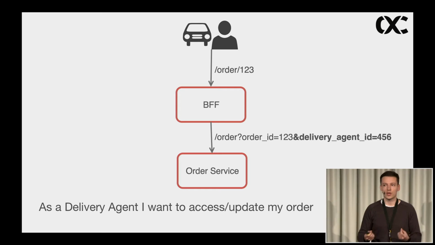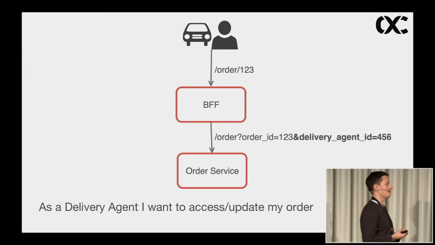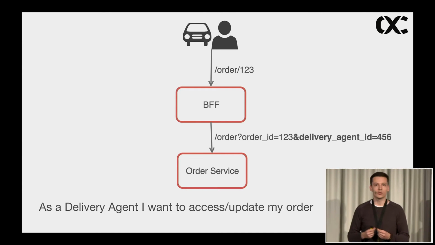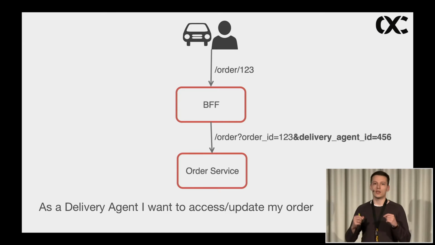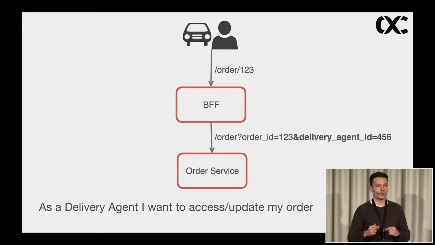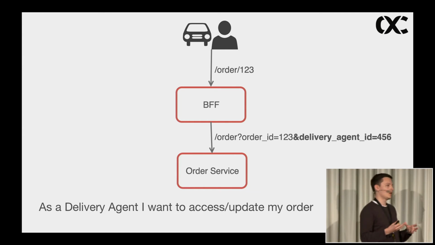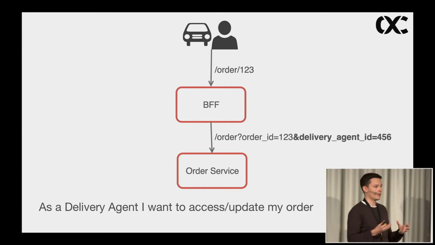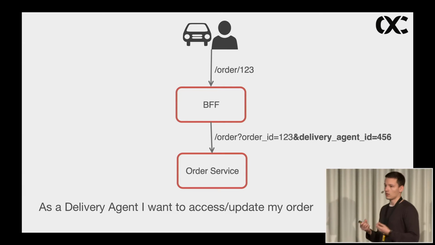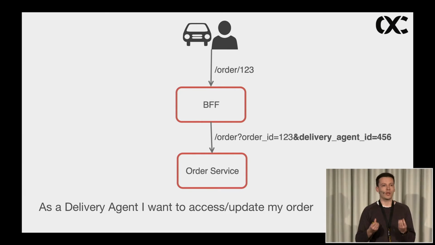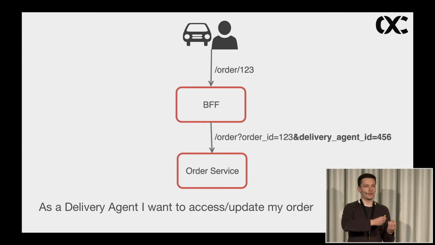Let's look at another example. We have on the other side a delivery agent. This is the guy who will be delivering the product to the customer. And he also wants to be able to access his order. And his order is an order which is assigned to him as delivery agent. Once again, the order service doesn't have any roles and permissions. It operates with the order entity. The order entity has a property named delivery agent ID. And the order service has to match the provided delivery agent ID with the specified user ID.